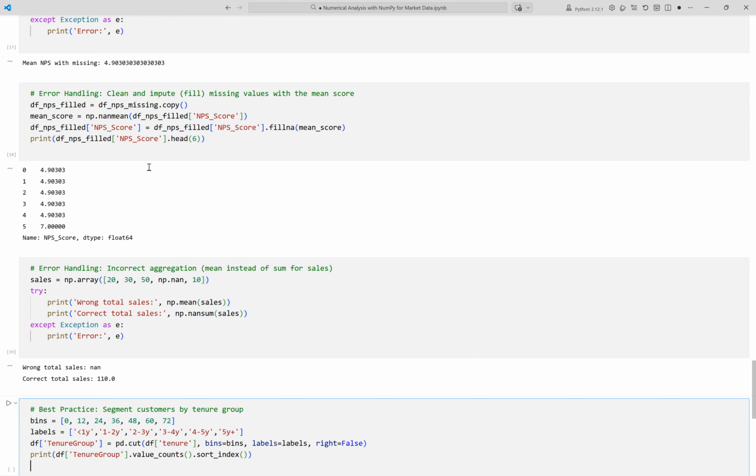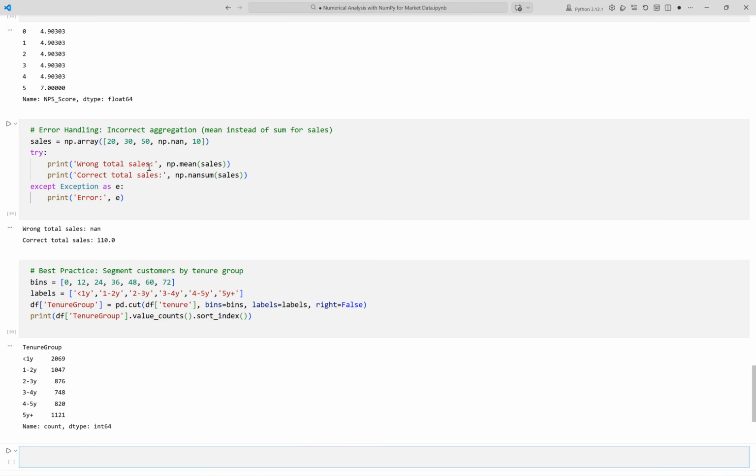Running the cell now. This output shows the distribution of customers segmented into tenure groups, helping us understand how many customers fall into each tenure range. Notice the highest count is in the 1Y group, indicating many recent customers, while the counts generally decrease as tenure increases, except a slight rise at 5Y+. This validates the correct use of pd.cut for grouping continuous tenure data into meaningful categories, a key step in analyzing market research data by customer lifecycle segments.